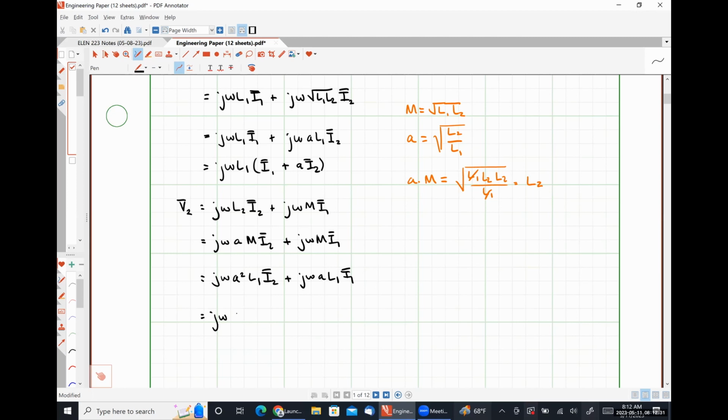j omega L1 times I1 plus A I2. And this whole thing will be multiplied by a factor of A. Are we okay with the algebra that I've done here?